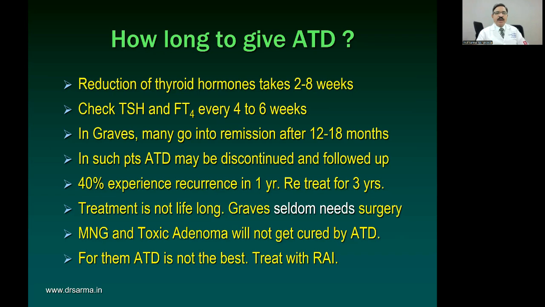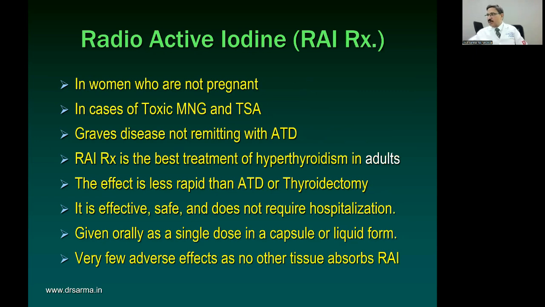For them, ATD is not the best; treat with radioiodine. So for MNG and toxic nodular goiter, don't start with methimazole. Give radioiodine treatment, and then submit for surgery if needed. Depending on the diagnosis, the treatment differs. In women who are not pregnant, radioiodine is used in toxic multinodular goiter and single toxic adenoma. In subacute thyroiditis, I don't need to do it because it is going to normalize.